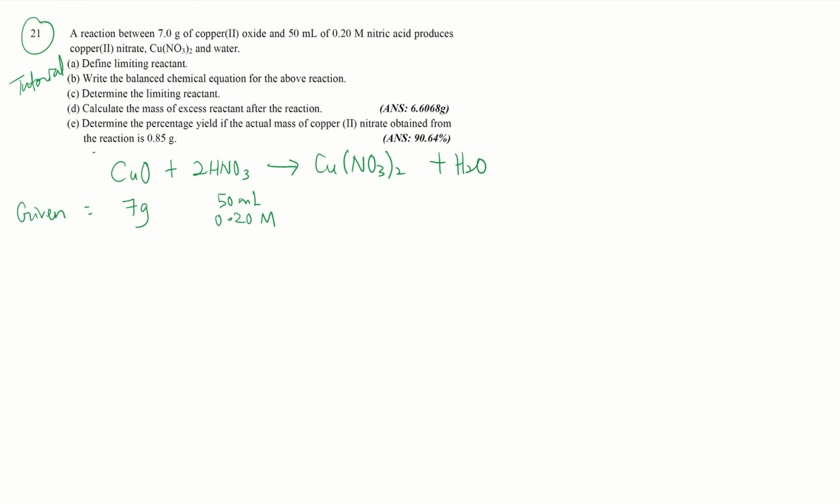Once you determine the limiting reactant, you are able to determine how much product will be formed, or calculate the mass of the excess reactant after the reaction. So the first step, no matter how, is to determine the limiting reactant. Method number 1 is what I shared during our tutorial class, by applying the TQC method.